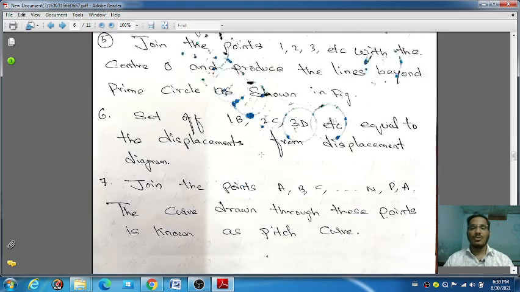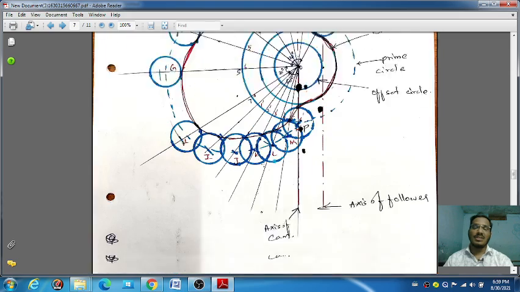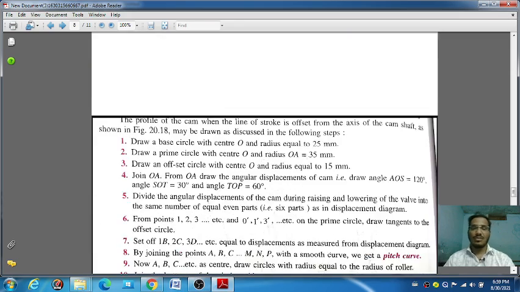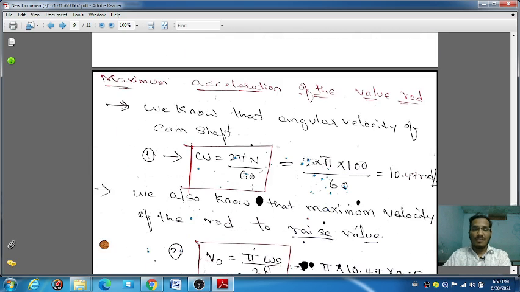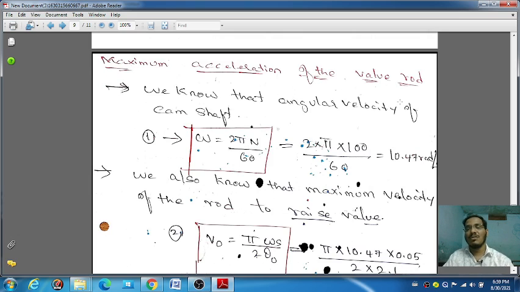Then after that you have to write the steps of construction. So these are the steps of construction. You know very well how to write. Some of the sentences are the same in every question if you are using the same alphabets. Okay. Then after that the question asks for the maximum acceleration of the valve rod.